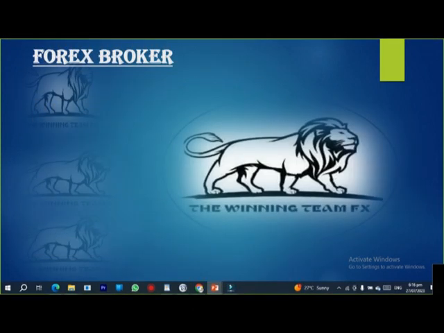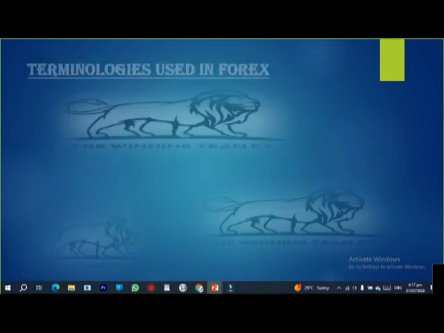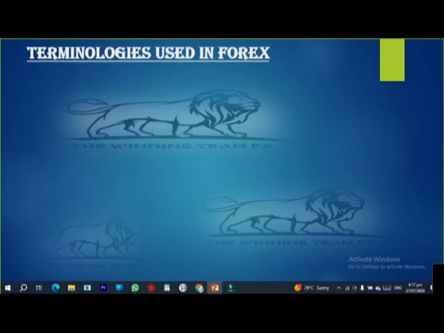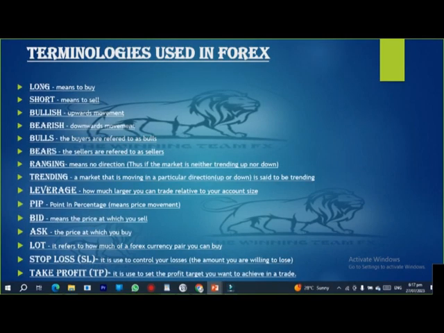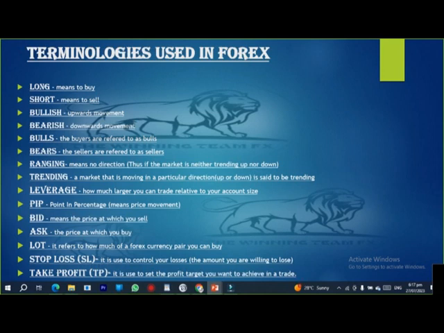And then I gave the reasons why these days are the best days to trade forex. And then we looked at forex brokers, what brokers are, and what to look out for before going in for a good broker. And then we ended by looking at the terminologies used in forex. I said these are the forex jargons that we looked at yesterday before we ended our class.